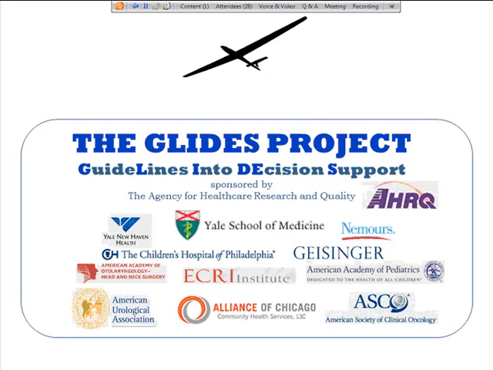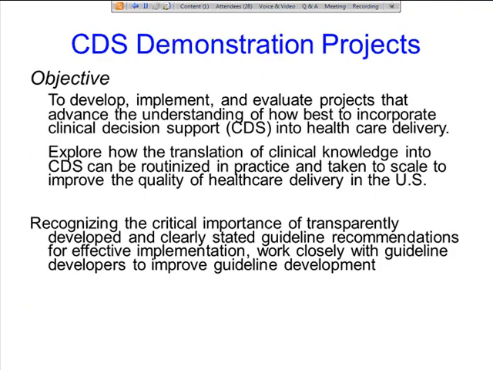So again, I want to acknowledge ARC's contribution to our GLIDES project, Guidelines into Decision Support. Yesterday I pointed out our partners who are guideline developers. Today, Yale New Haven Health, Yale School of Medicine, Nemours, and Geisinger, as well as Alliance of Chicago, are our partners in terms of guideline implementation.